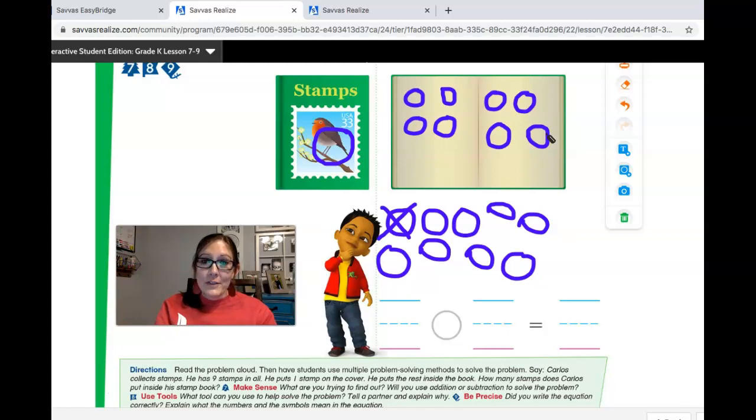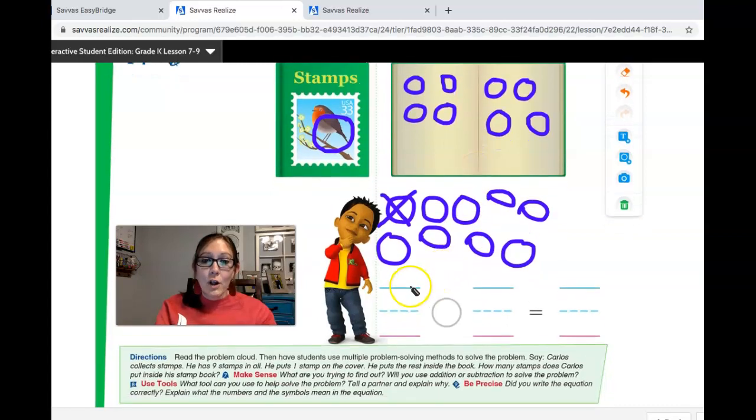Now we need to write a math equation that matches this. Some of you might be thinking we could write an adding story and join the parts of 1 and 8. But I'm going to write this as a subtraction story since that's what we've been working on. I said Carlos had 9 stamps in all. So write the number 9 to show all of his stamps. Minus 1 because he put 1 stamp on the front of his book. So how many stamps does he have left to put on the inside? Remember we said 8. Good job, kiddos. Remember, like I said, lots of ways to solve that one. That's just one way.